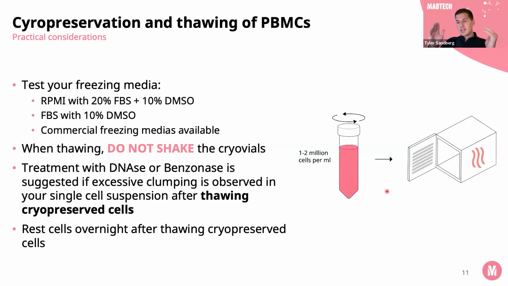So now that you know that you want to hopefully isolate your cells within 8 hours, the next things to consider are how you're cryopreserving as well as thawing your cells. So there's a lot of different ways and different freezing medias that you can use. During my PhD, we were using full FBS with 10% DMSO. At Mabtech, we use RPMI with 20% FBS and 10% DMSO. But there are also plenty of commercial freezing medias available.